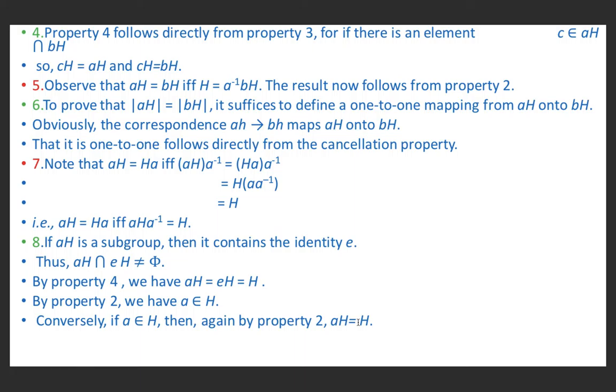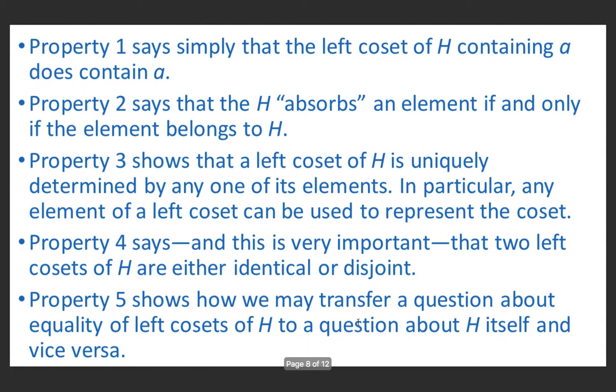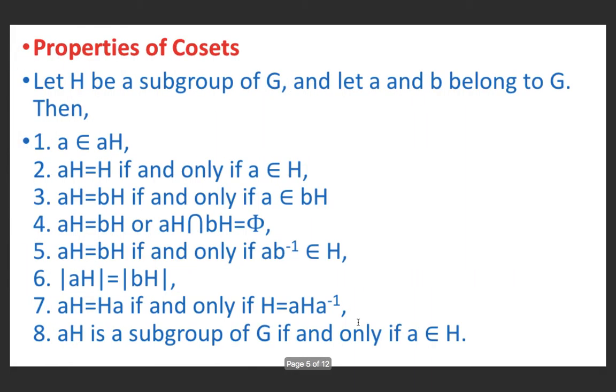So, we have proved all the properties of a group. Now, we will explain these properties. What is the meaning of these properties? First of all, the first property is A belonging to H. A belonging to H means the left coset of H containing A does contain A. If AH is a left coset of H, then it also contains the element A.